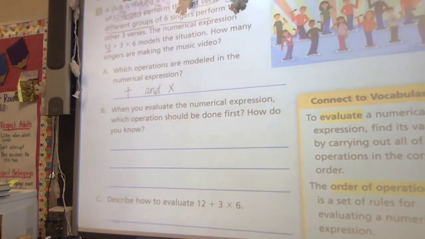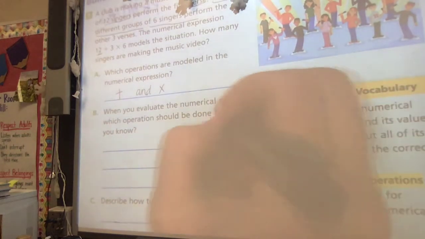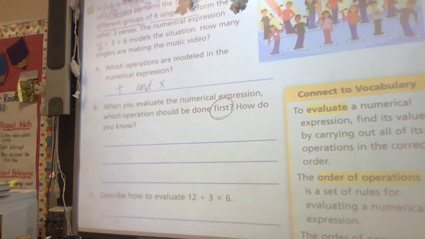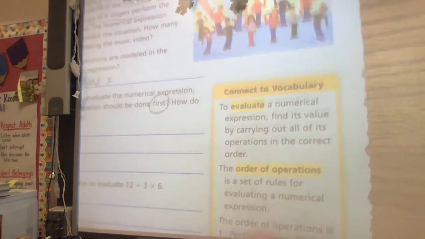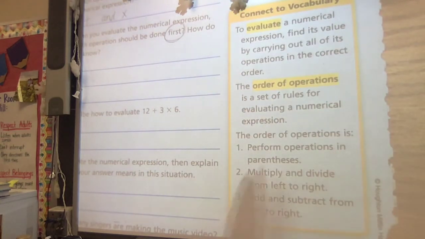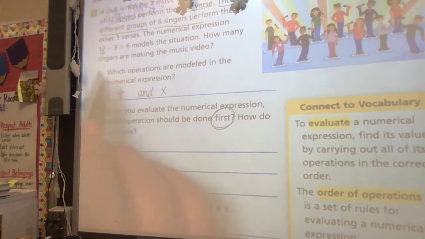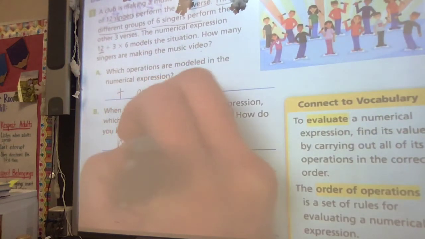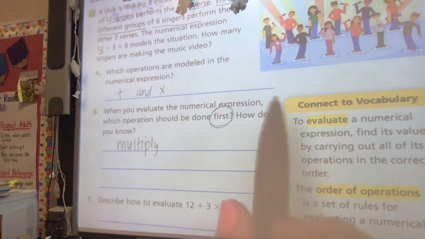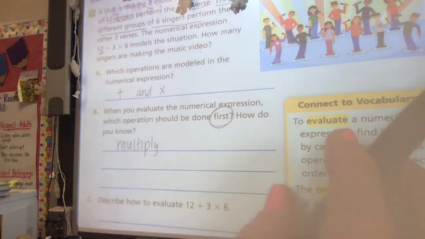When you evaluate or solve the numerical expression, which operation should be done first? How do you know? So, and here's a good explanation of order of operations like we just said. Parentheses, multiply, divide, left to right, add, subtract, left to right. So first we know we're going to multiply because that's in the order of operations. We wouldn't say 12 plus 3 is 15 and 15 times 6. That's going to give us way more than what we have.